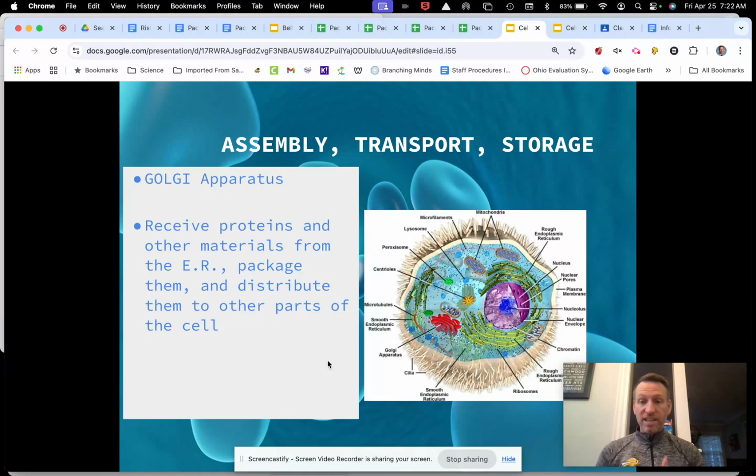Its job is to take in these materials, like proteins and other things, and it gets them from the ER. It organizes them and packages them the way they're supposed to be, and then sends them out, distributes them to other parts of the cell. So that's kind of why it's right by the end of the endoplasmic reticulum, because it takes the materials that have been traveling on the endoplasmic reticulum, again, organizes them, puts the things together that need to go together, and then ships it out to the other parts of the cell.